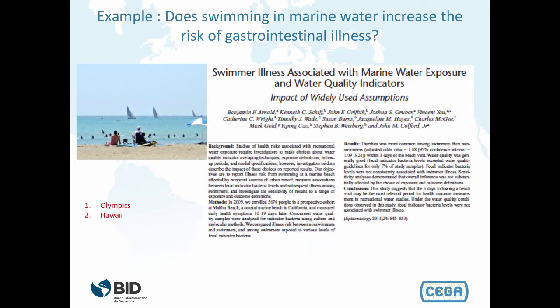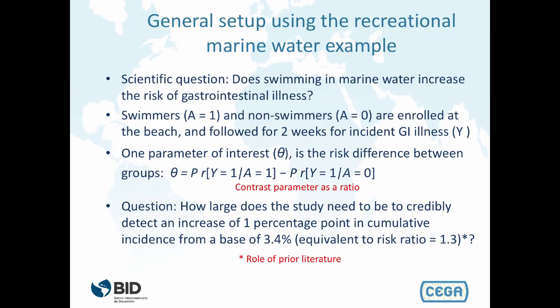Let's take an example. Does swimming in marine water increase the risk of gastrointestinal illness, or GI? Here's the general setup using the water example. Our research question is, does swimming in the marine water increase the risk of GI? Swimmers, A equals 1, and non-swimmers, A equals 0, are enrolled at the beach and followed for 2 weeks for incident GI. That will be the dependent variable Y. Our parameter of interest is the risk difference between the two groups.